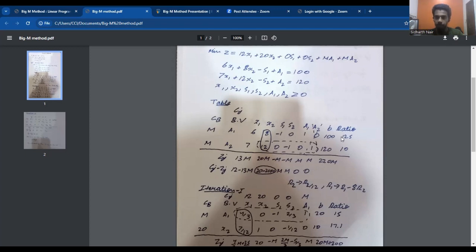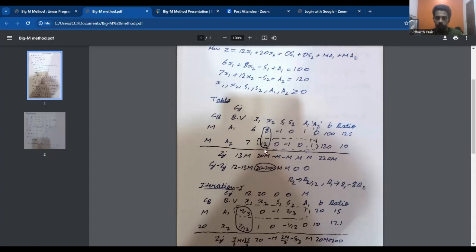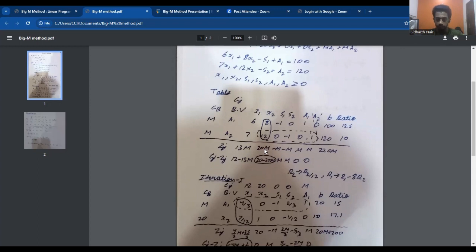Now we will find the ratios, that is b upon the value of x2's, and we will get 12.5 and 10. And here we will take the smaller ratio, that is 10. So the number coinciding with the key column and key row is 12, which comes under x2. Therefore, in the next iteration, we will replace the basic variable a2 by x2.